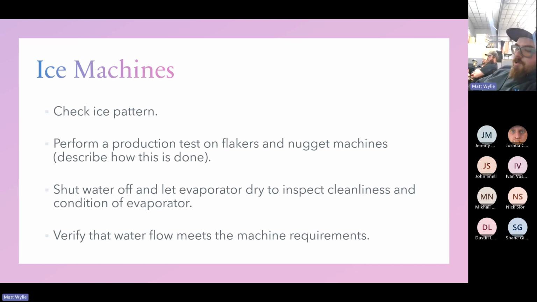So like the Hoshizaki KMS 2000s should be doing 1,800 to 2,000 pounds per day. So if you do your calculations, it should be reading that. If it's reading 1,500 or 1,000, then you have either a water issue, not enough water, or you have a refrigerant issue.